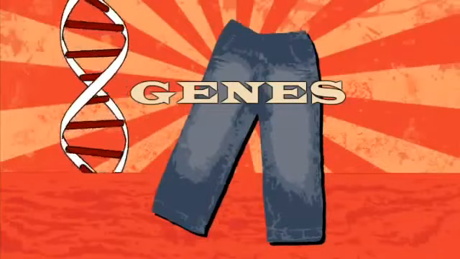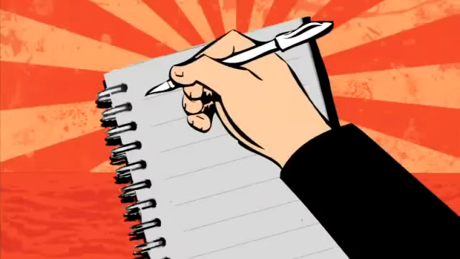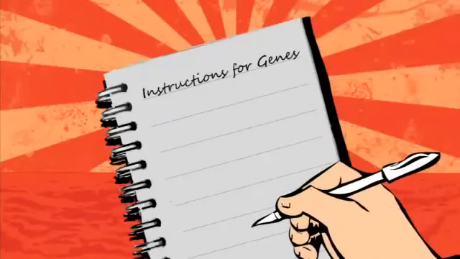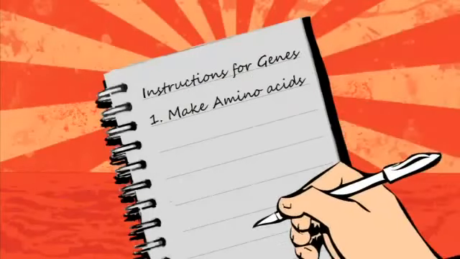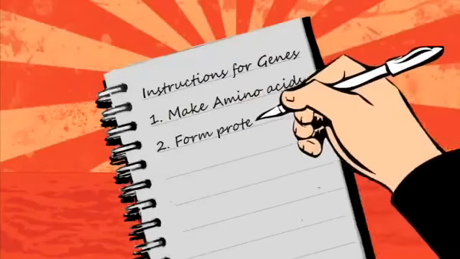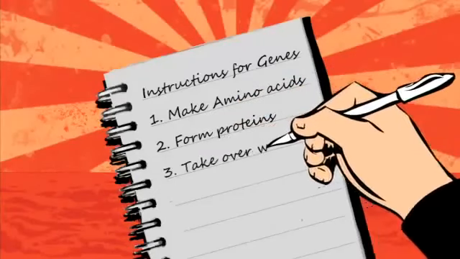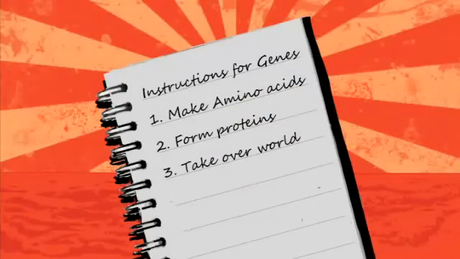Each gene has a specific purpose. It has the instructions for making a particular amino acid. These join in a particular order, again controlled by the genes to form proteins. So genes control proteins, which is how living things are made.